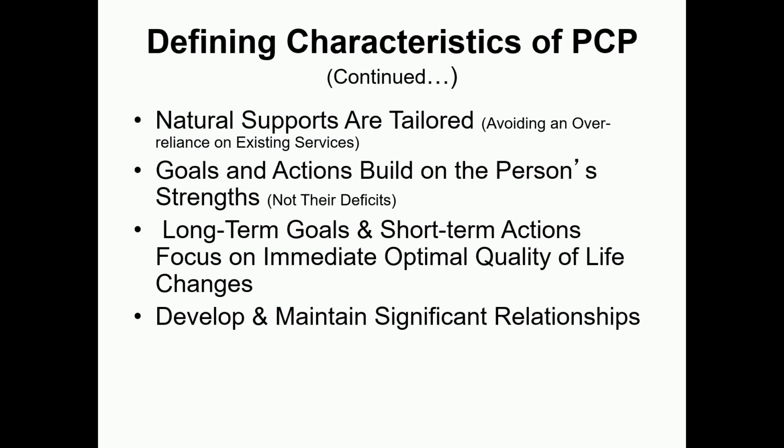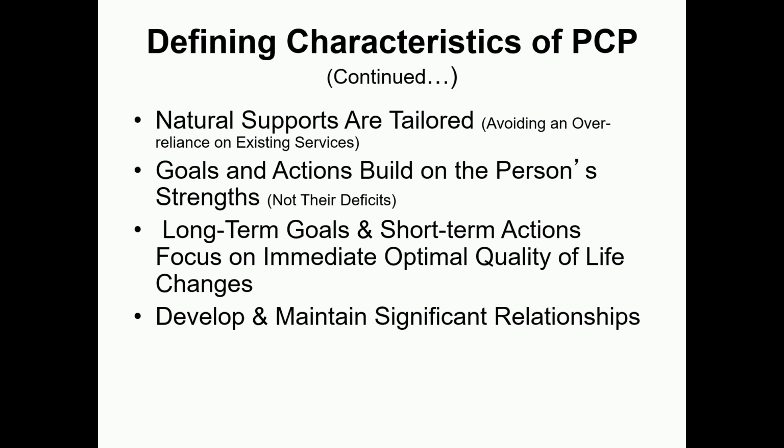We want to build up our natural supports. We want to tailor them so that we avoid a reliance on existing services. That might look like, if an individual is really interested in softball and we know we have a staff member who is engaging in a softball tournament, maybe we make it so that that individual can go and watch that game. So we're looking at those natural supports as opposed to those existing services.